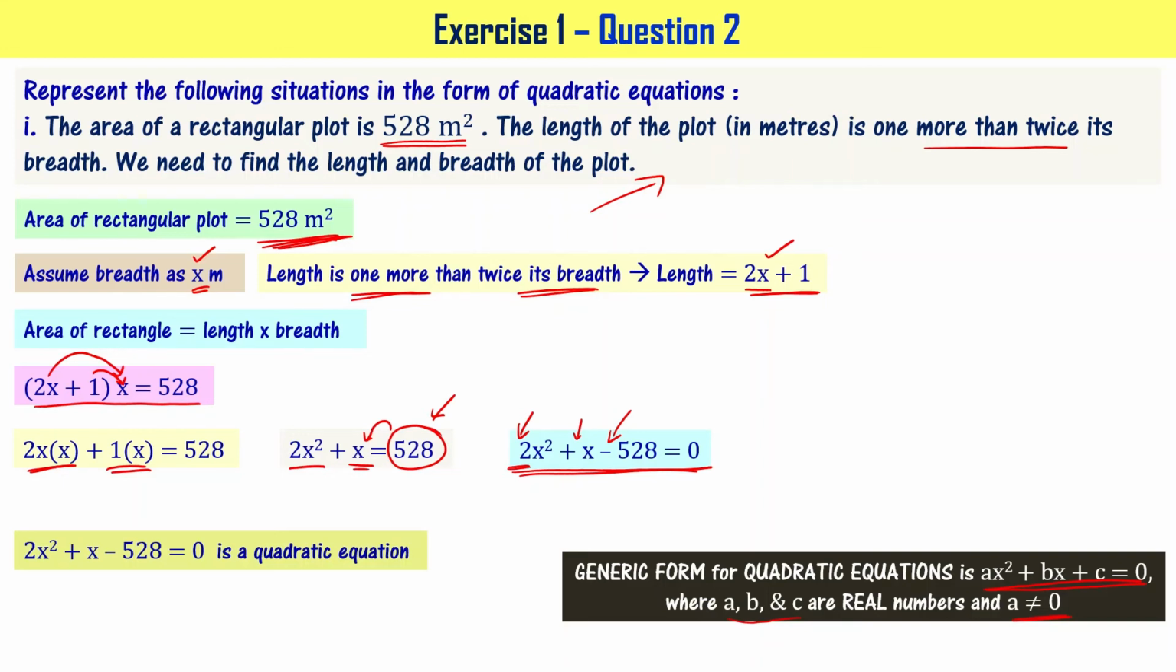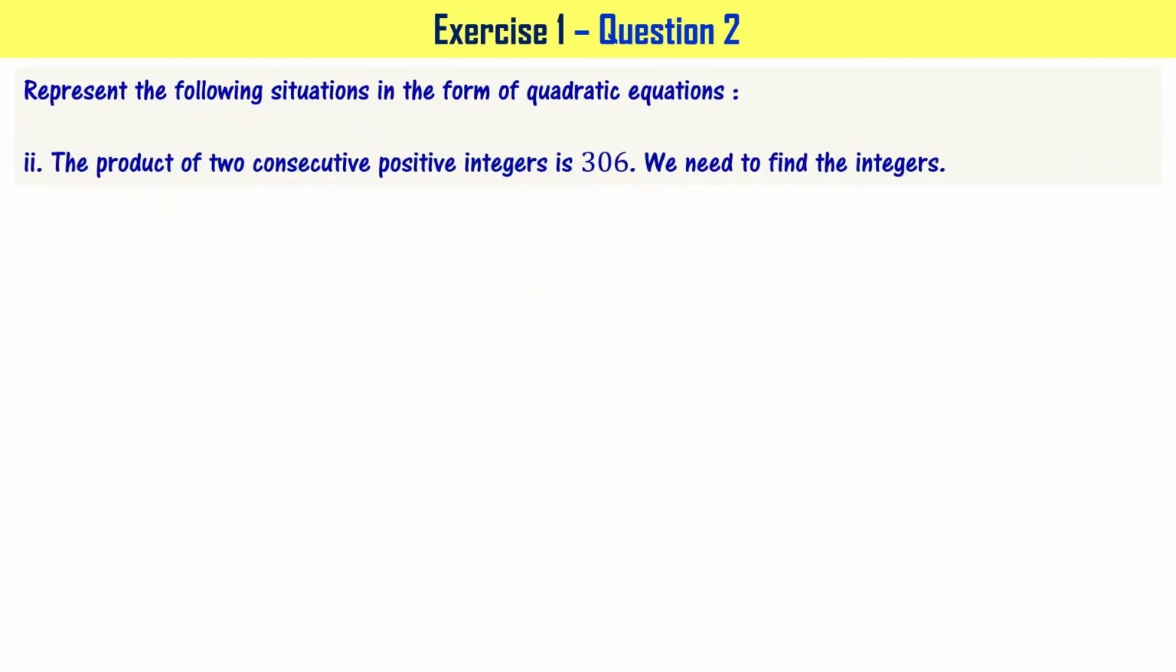Got it? Let's look at the second situation, that is product of two consecutive positive integers is 306. We need to find the integers. For that, first we have to express the given situation in the form of quadratic equation, right? In this exercise, our job is to express the given situation in the form of quadratic equation. Once you have quadratic equation, in the upcoming videos, we'll know how to solve them, right?